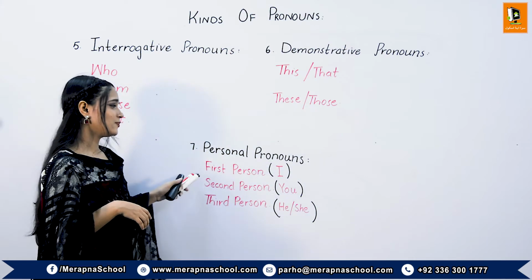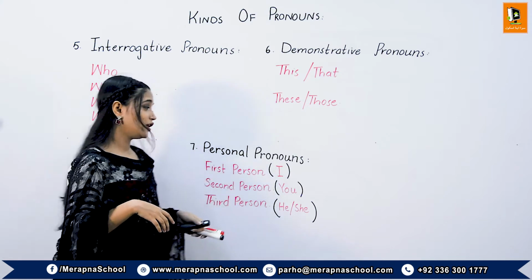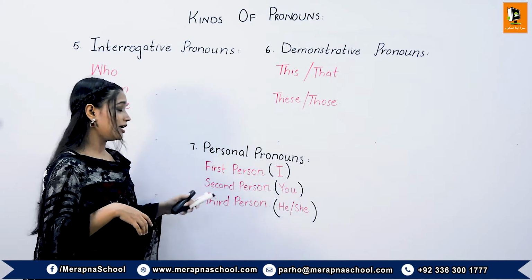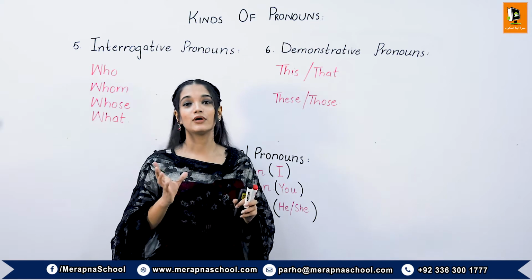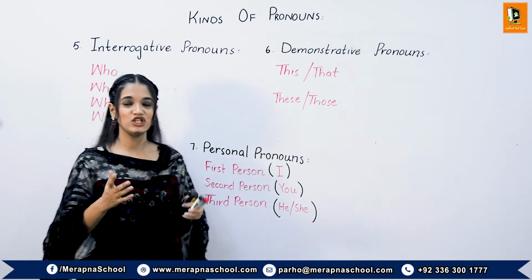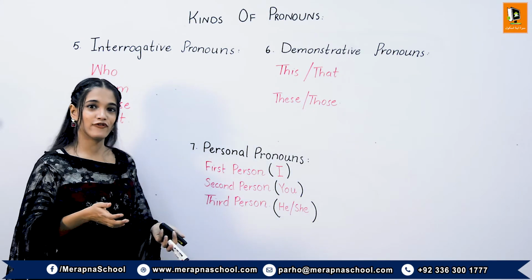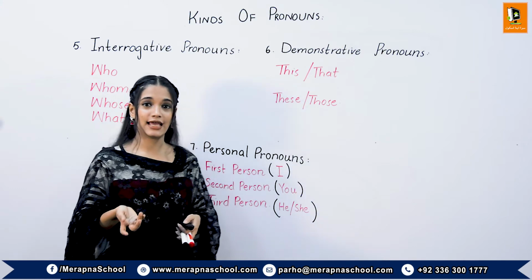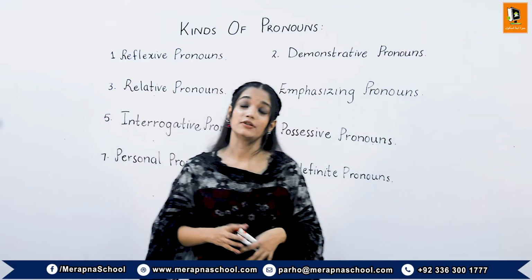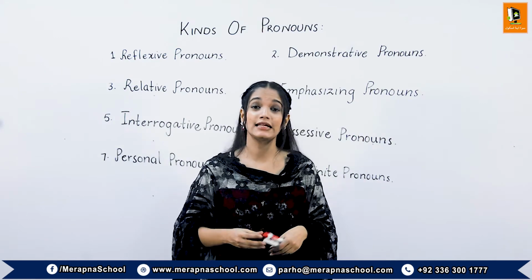For first person, I have mentioned I, and for the plural, we use we. For second person, you is used for both singular and plural. And for third person, he and she for a male or female, it for things, and they or them for plurals.